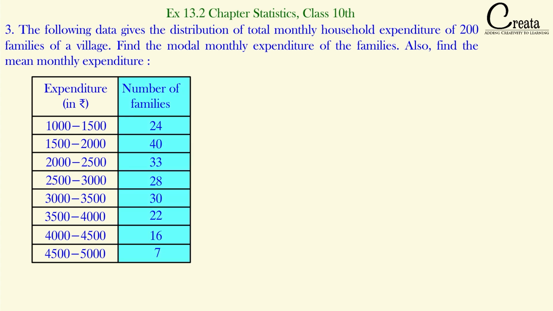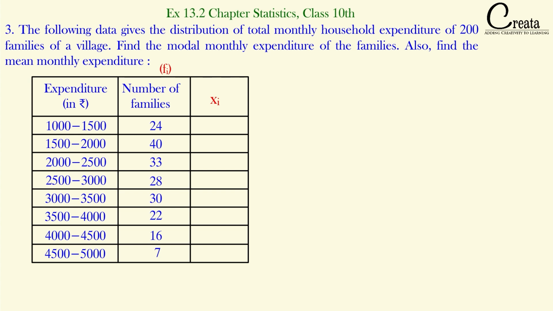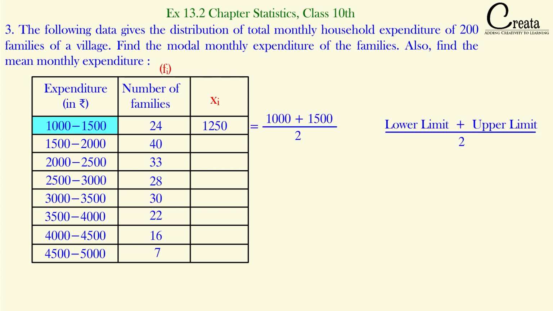Here the number of families is the frequency, that is, how many times our observation is repeating. Here all these ranges are the observations. Our first step in calculating the mean is finding xi, which is the class mark. How do we do so? We find the midpoint of the range. For example, the midpoint of 1000 to 1500 will be 1250. You can use the formula (lower limit plus upper limit) upon 2, so (1000 plus 1500) upon 2, which is 1250.